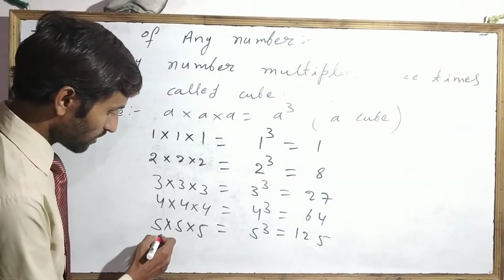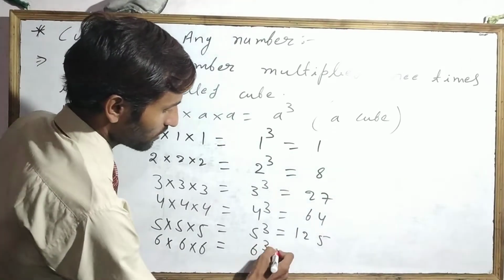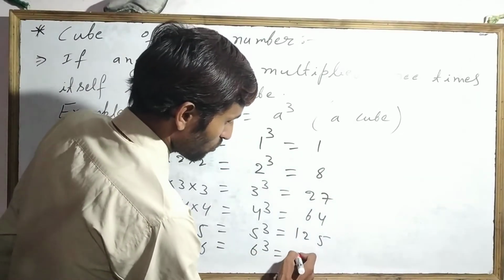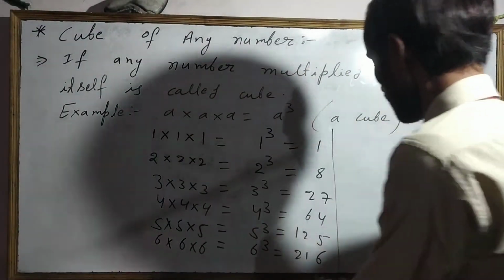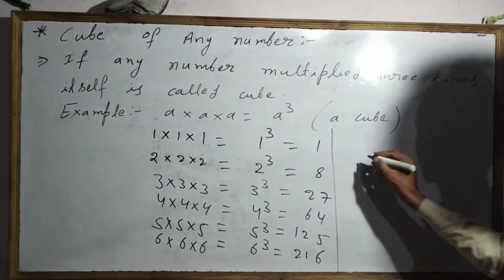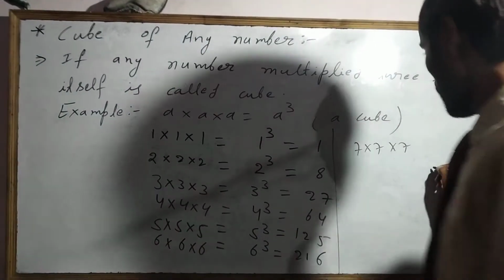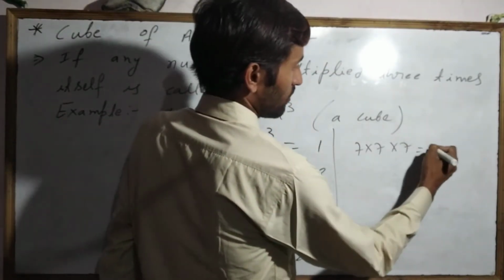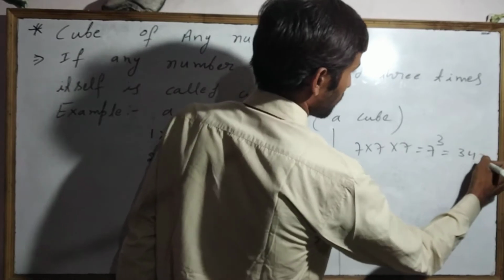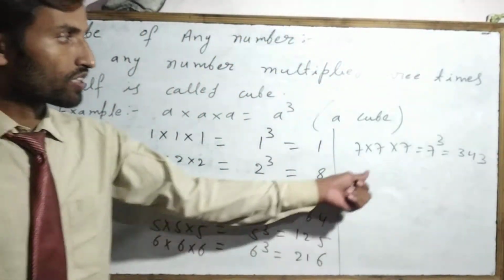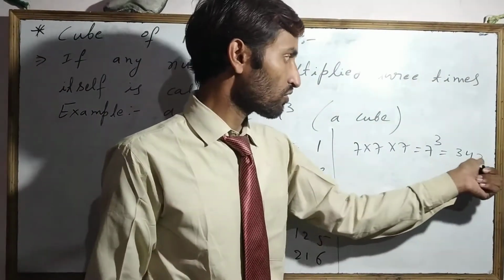Next one, 6 into 6 into 6, so 6 power 3, and the answer will be 216. Next, 7 into 7 into 7, which means 7 power 3, and it will be 343. That means 7 cube is 343. We multiply 7 7s are 49, 49 7s are 343.